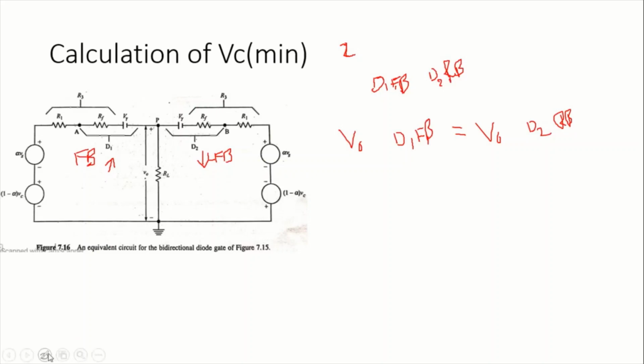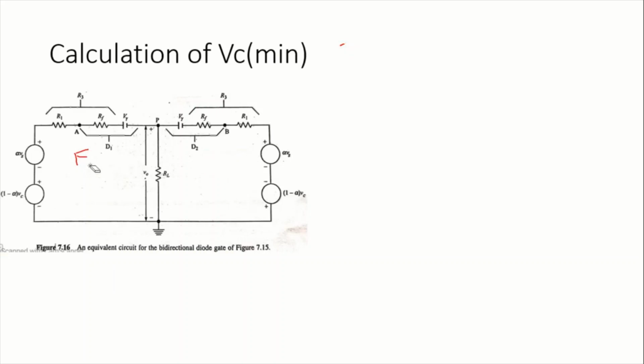So let us see, let us find the output voltages based on those conditions. As we said, diode D1 should be in forward bias, and diode D2 has just entered into reverse bias. At that time we need to find the output voltages.